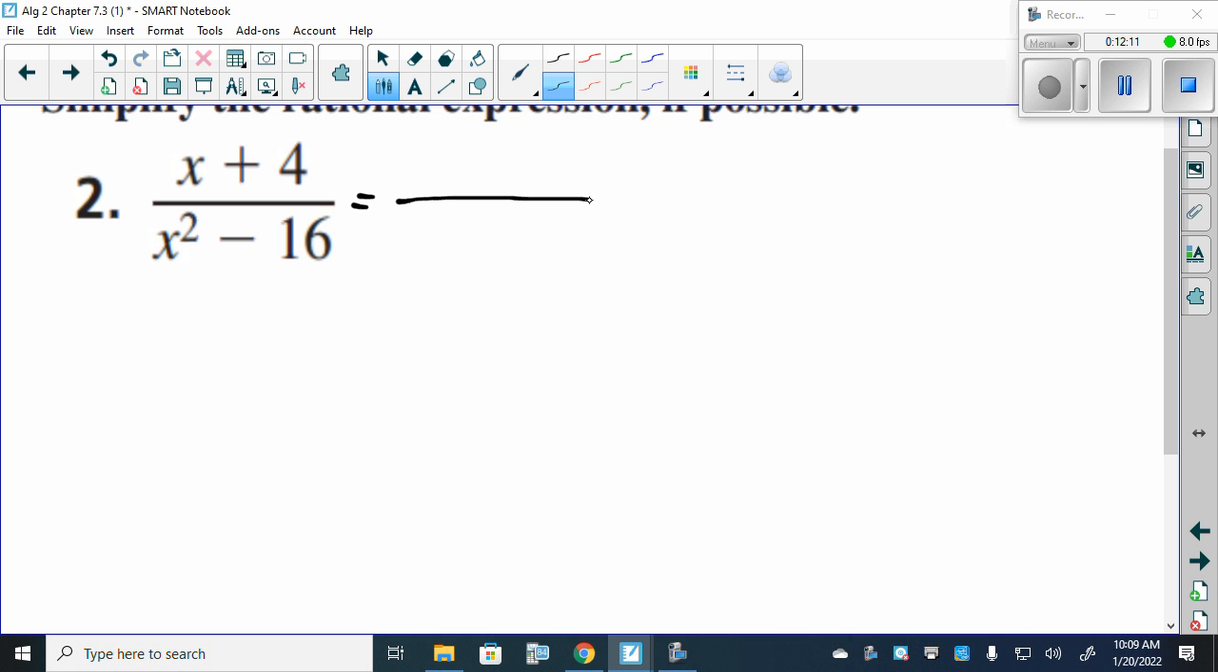Let's look at this one here. X plus 4 divided by x squared minus 16. Can we factor the x plus 4? No. There is no greatest common factor between these two terms, and since the degree of x plus 4 is 1, it's already simplified. Now, x squared minus 16 will factor. And what will it be? X plus 4 and x minus 4. And we get this because x squared minus 16 is the difference of perfect squares.